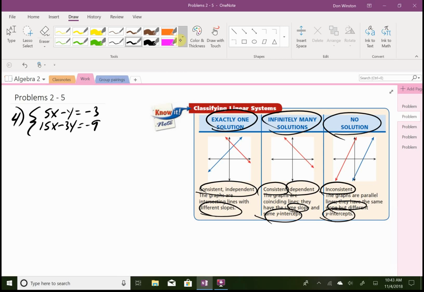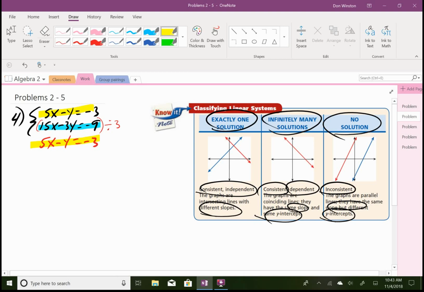Okay, so as we take a look at problem number 4, let's go ahead and do this. As I've indicated before, anytime you have an equation and you can divide the entire equation by a number, do so. It makes your life much easier. So the second equation, I see I can divide every term by 3. And when I do that, 15x divided by 3 will give me 5x, and then 3 divided by 3 will give me 1, so I'll have a negative y, and then negative 9 divided by 3 will give me negative 3.